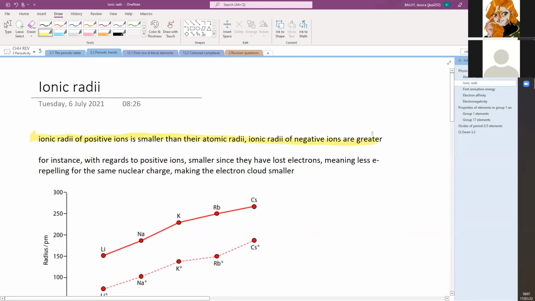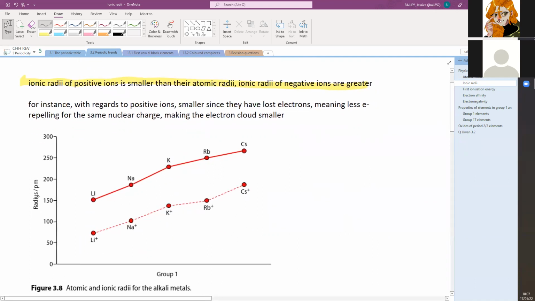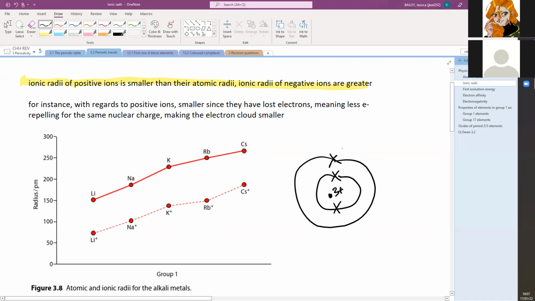So the ionic radii of positive ions is always smaller than the atomic radii, and the ionic radii of negative ions is always greater, because when you have positive ions, what you're doing is, like if I draw lithium here, it's got 3 protons in the nucleus, and then it's got 3 electrons. This is just a normal lithium atom. But when I make a lithium ion, it's going to want to get rid of this valence electron out here because it doesn't like having that valence electron there.